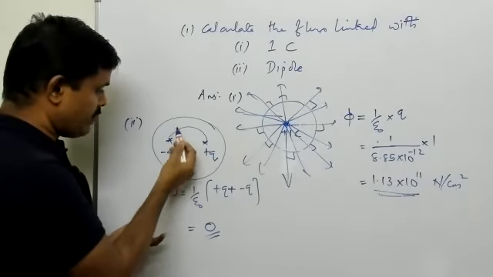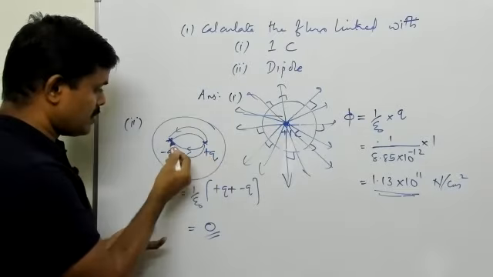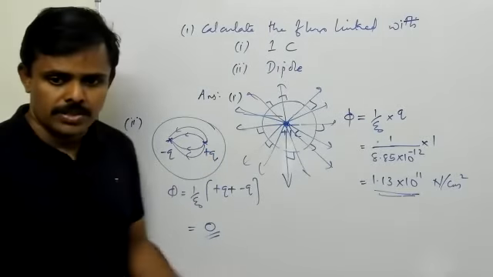That's correct. Common sense. Why? Because line starting from plus will end on minus. Nothing will come out. So flux is 0.